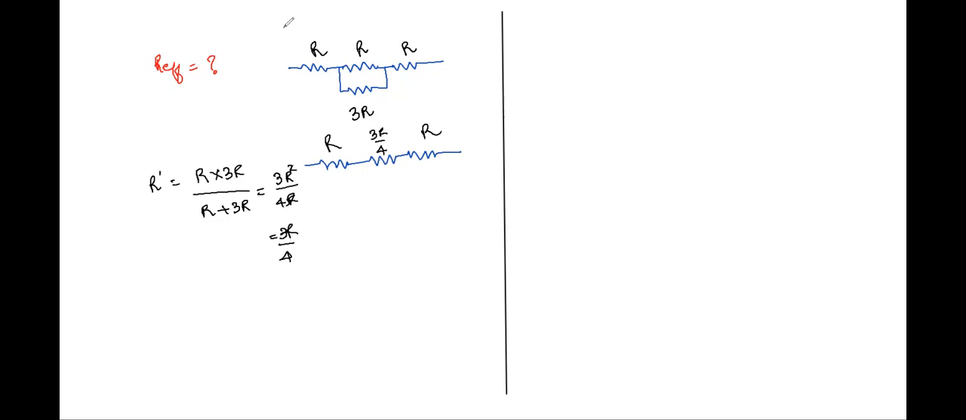Now let us reduce it further, simplifying the circuit. So we have 2R plus 3R by 4, that is 2 plus 3 by 4, which is 2.75.